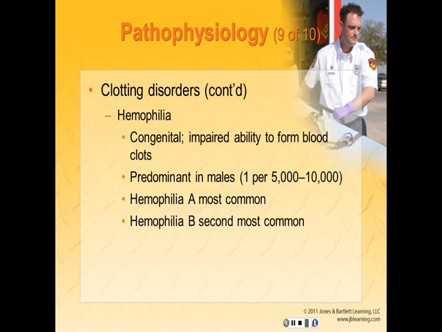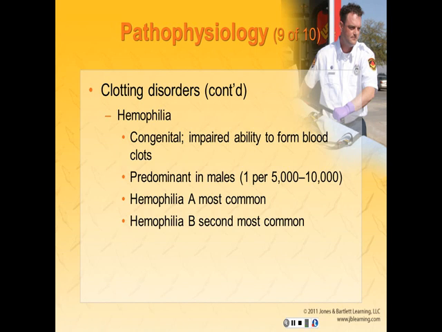Hemophilia is a congenital abnormality in which the body is unable to produce clots. It results in uncontrolled bleeding, and it occurs predominantly in males, about 1 in every 5 to 10,000 births. There are 2 different types of classifications: hemophilia A, the most common, which is because of a low level of factor VIII, and hemophilia B, which is a deficiency of factor IX.